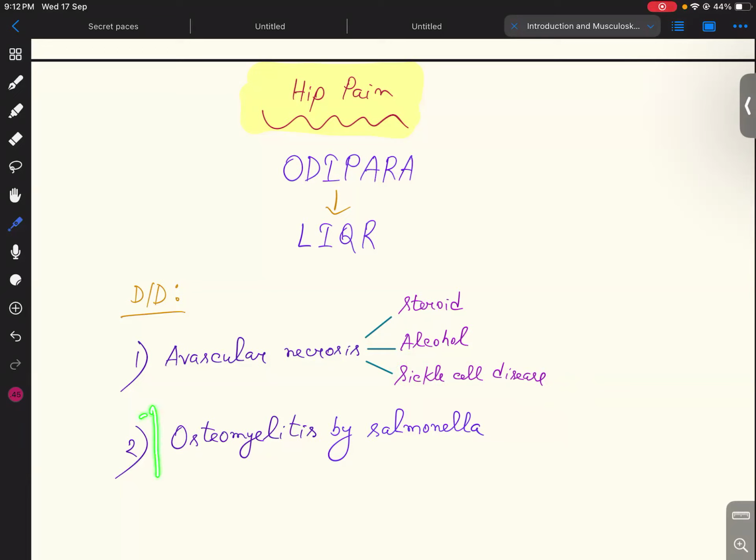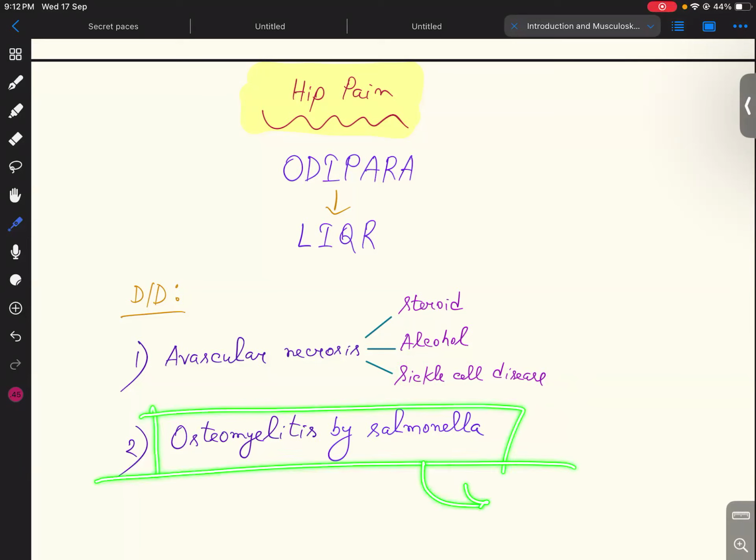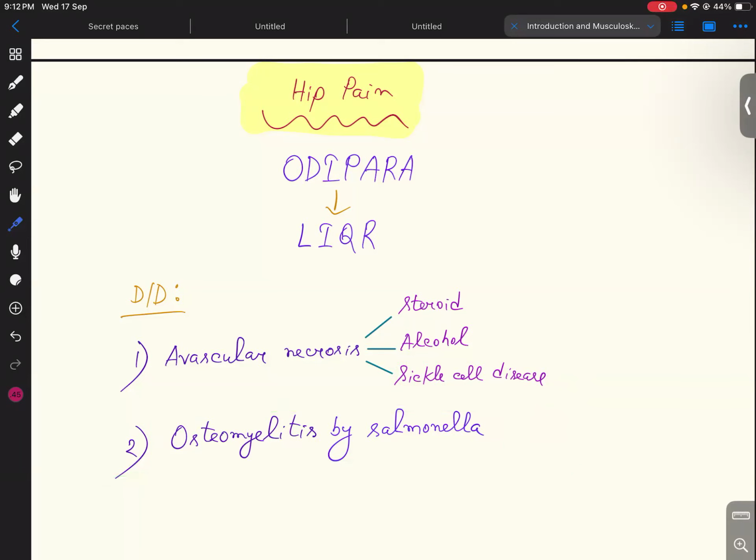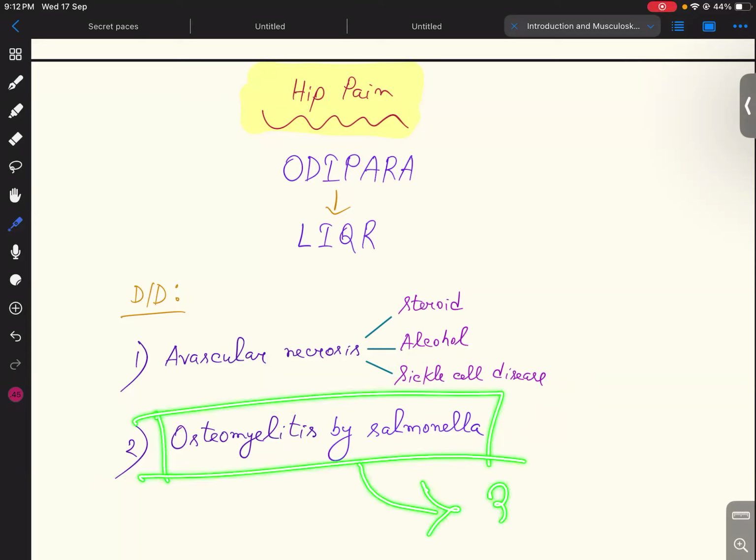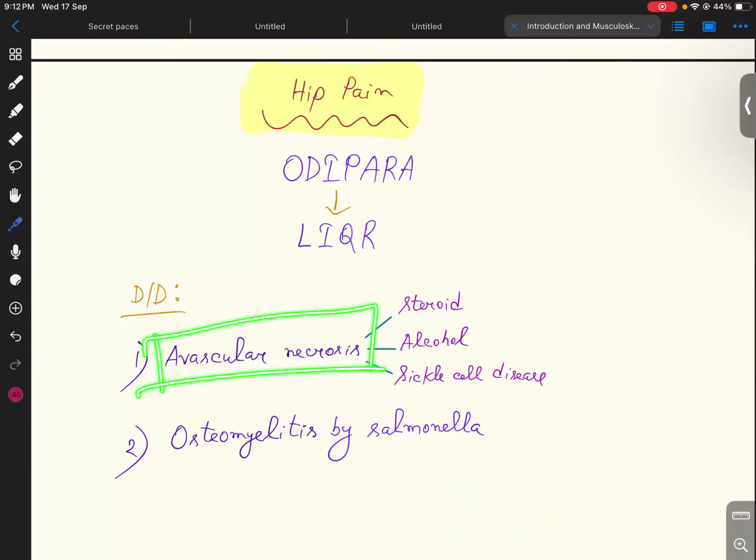Sometimes hip pain can occur as a case of osteomyelitis due to salmonella diarrhea. He or she has a history of diarrhea or loose motion. Now he has hip pain. This can be due to salmonella osteomyelitis, but these cases came more than 3.5 years back. This has not come in recently. But avascular necrosis sometimes comes.